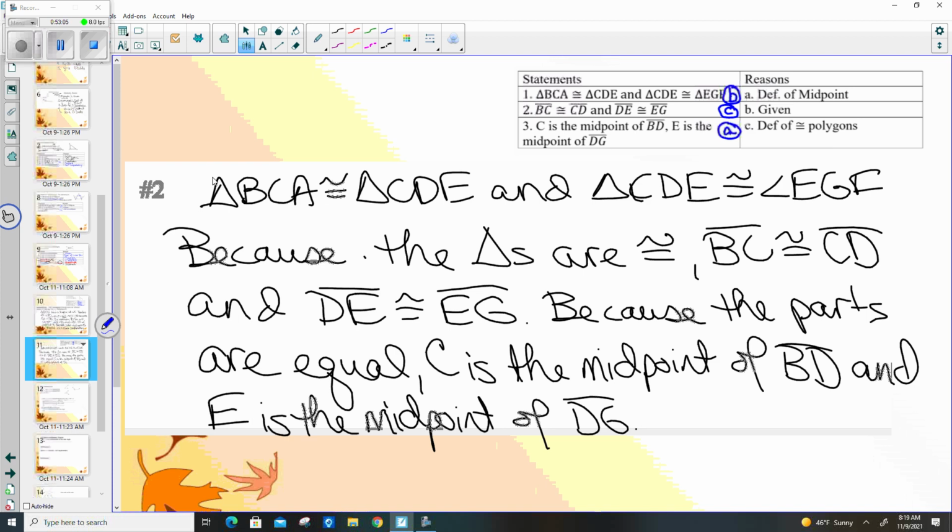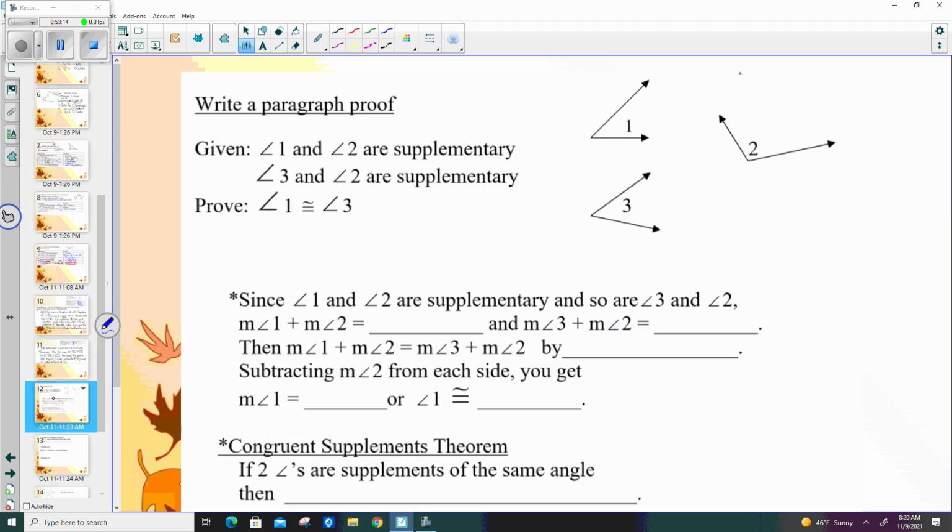On the next page, I have a paragraph proof written out for you. We're going to fill in the blank. We are given angle 1 and angle 2 are supplementary, and angle 3 and angle 2 are supplementary. We're trying to prove angle 1 is congruent to angle 3. What does the word supplementary mean? Add up to 180.